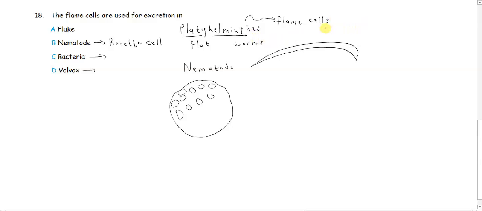Just in case you may not remember the other examples, apart from the fluke, we also have things like the planarians. And then the most common one that everybody knows about, tapeworm. So whether we are talking about tapeworm or the planarians or the liver fluke or even the blood fluke, all of them are flatworms and usually would use the flame cell as an excretory structure. Our answer, once again, is option A.